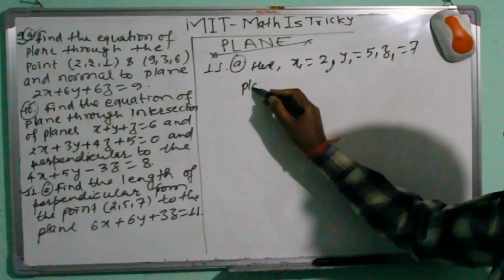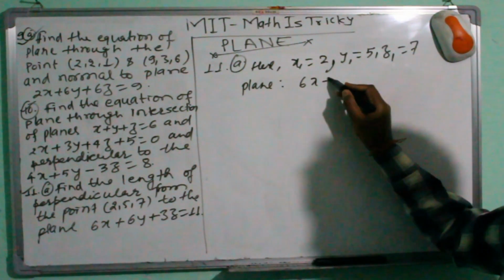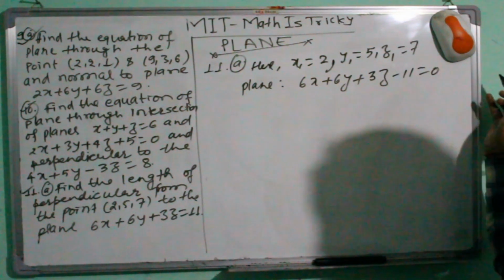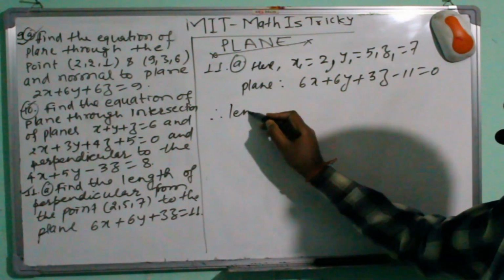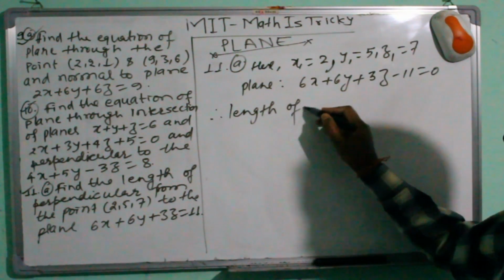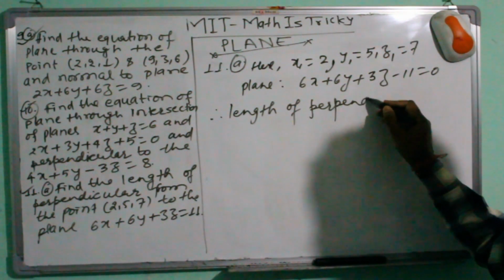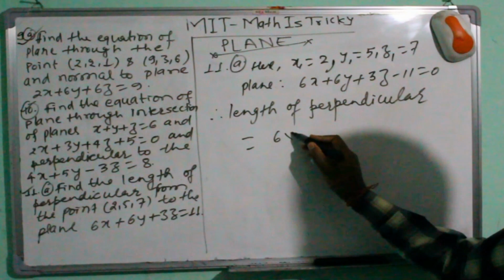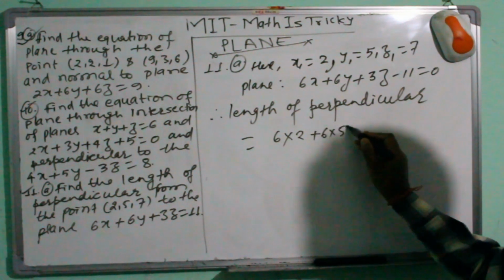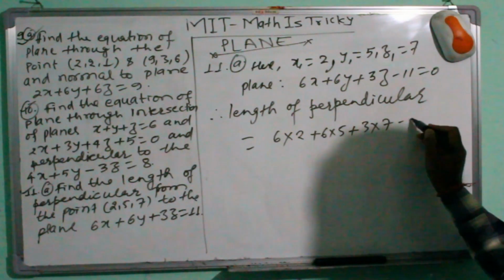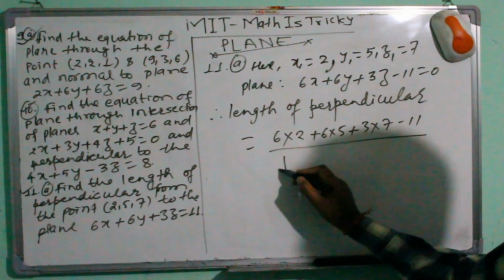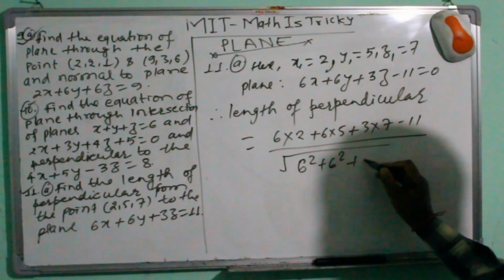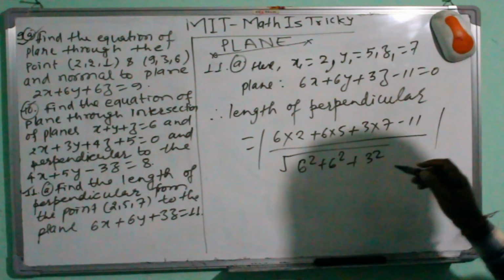The plane is 6x plus 6y plus 3z minus 11 equals 0. Make right hand side 0. Therefore length of perpendicular equals, simply here, 6 into 2 plus 6 into 5 plus 3 into 7 minus 11 by square root of 6 square plus 6 square plus 3 square, with modulus sign to get the positive value.